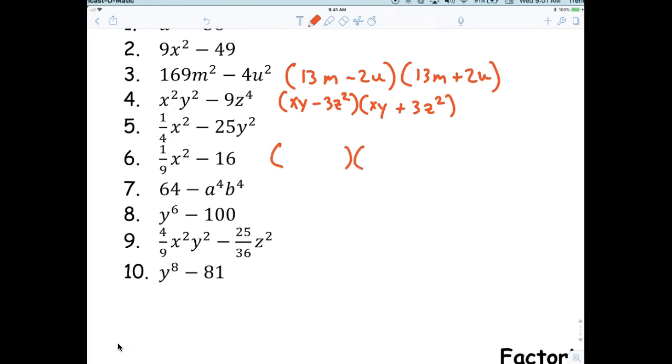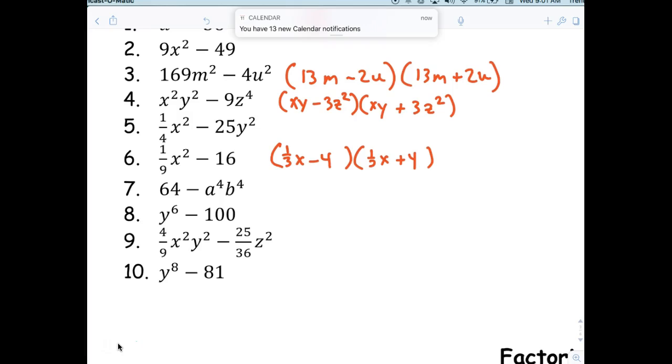All right, how do I make 1/9? 0.9? 1/9. Oh, wait, no, come on, what times what is 1/9? 1/3. How do you not know that? They're perfect squares. 1/3 times 1/3 is what? 1/9. Come on, you should know that. 1/3 x minus 4. 1/3 x what? Plus 4.